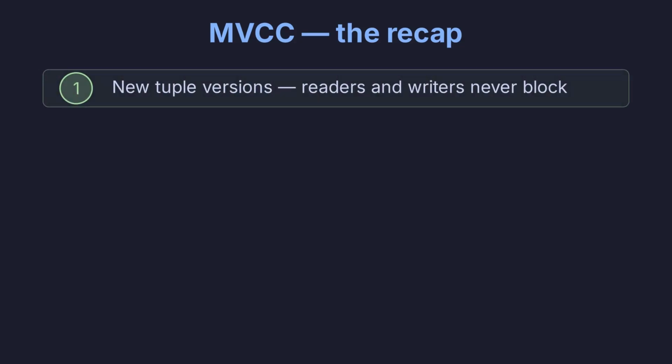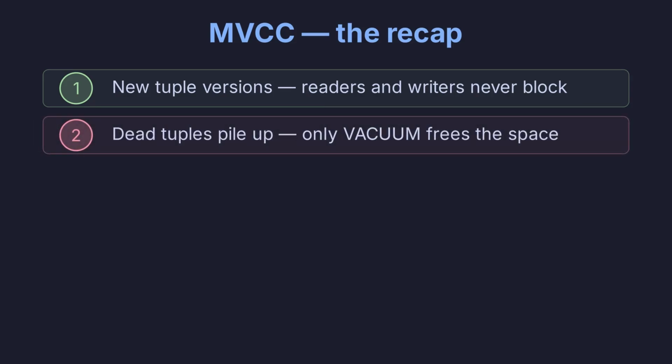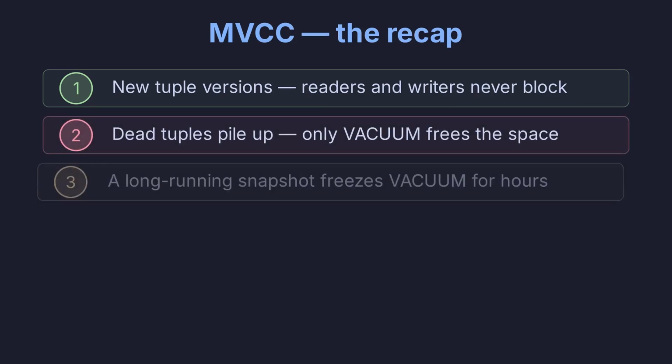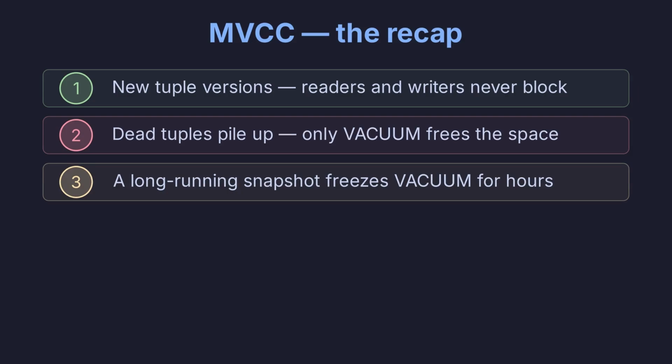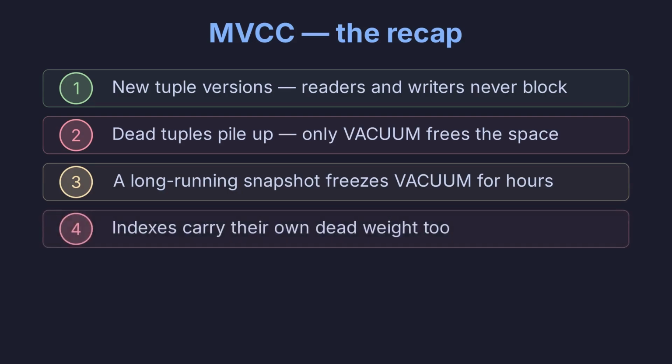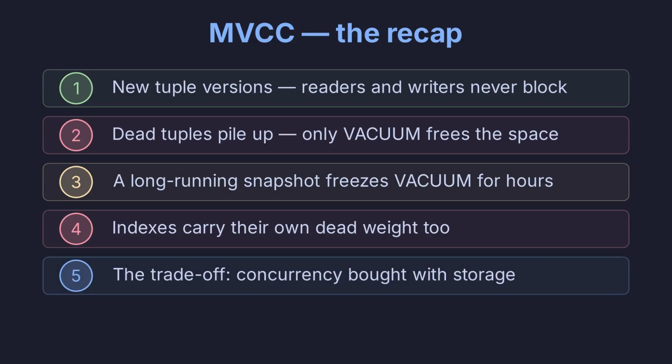So MVCC lets readers and writers coexist peacefully by never overwriting a row. The price is space. Updates and deletes create dead tuples that only vacuum can mop up. A single open snapshot can freeze that cleanup for hours. Indexes add their own layer of dead weight. Master this dance: monitor bloat, tune autovacuum, and watch for long-running queries. And you'll get screaming concurrency without the table swelling out of control.